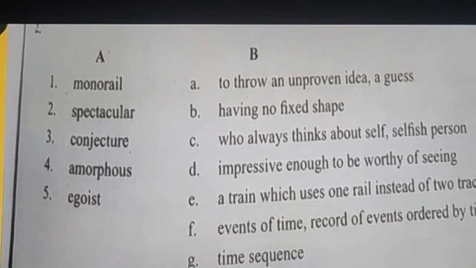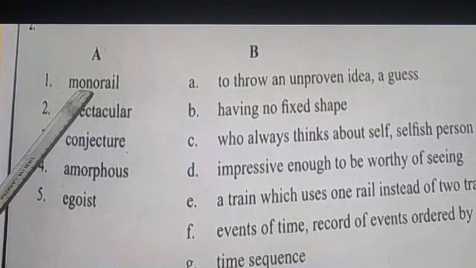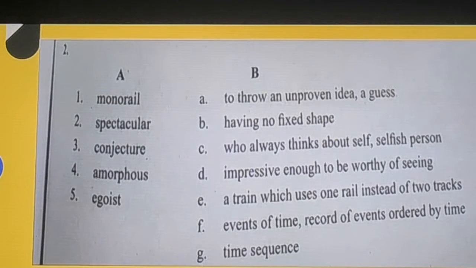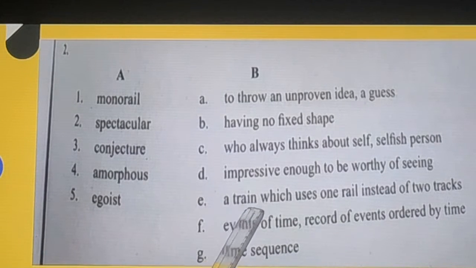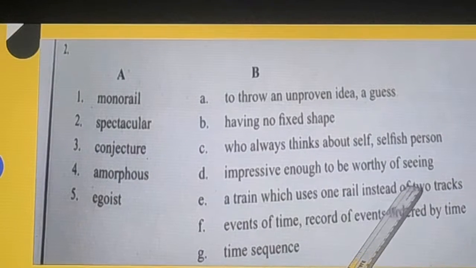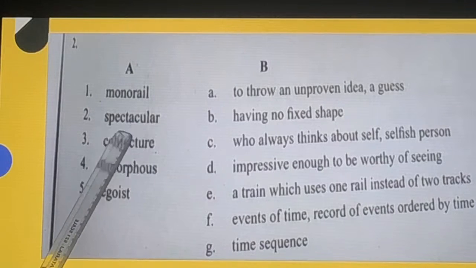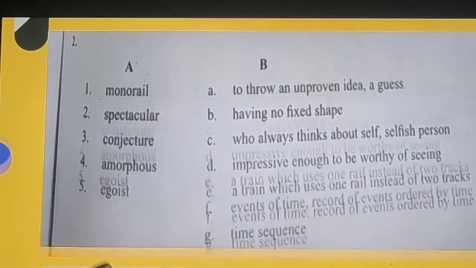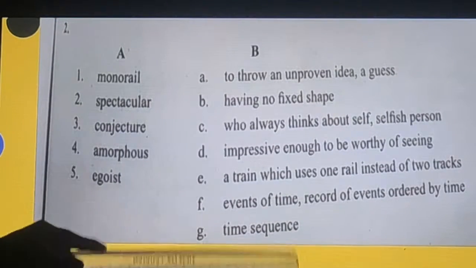Okay, these are the meanings. First one, look at this. Monorail. Monorail means one rail. Already in the question we also have the answer: a train which uses one rail instead of two tracks. Are you understand? Next one, spectacular. What is the spectacular? Spectacles. Spect means seeing.